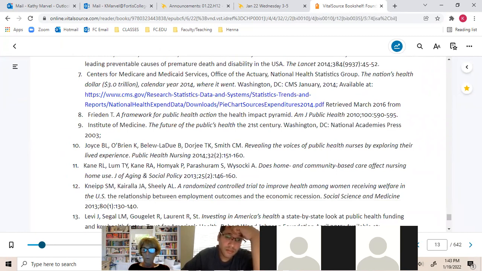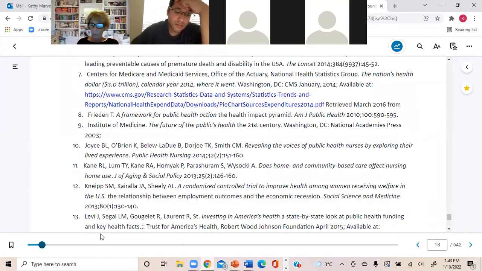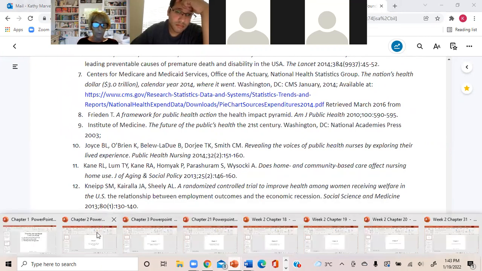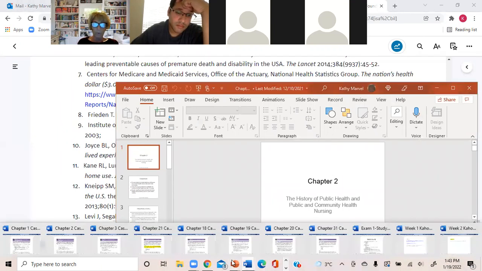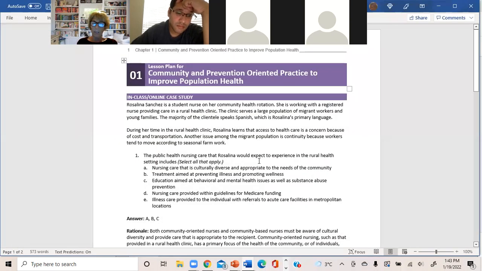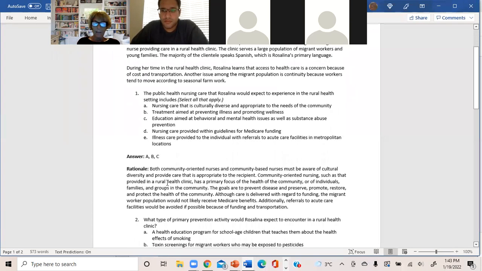Let's jump to chapter 2. I am mindful of the time here, so don't worry. Oh, actually, I want to go back to chapter 1, case study. So here's a case study. After you've answered the objectives and done the learning activities in the book, go to this case study. This brings it all together. This case study actually has an excellent rationale for community-oriented and community-based, and it's right here in the first question.